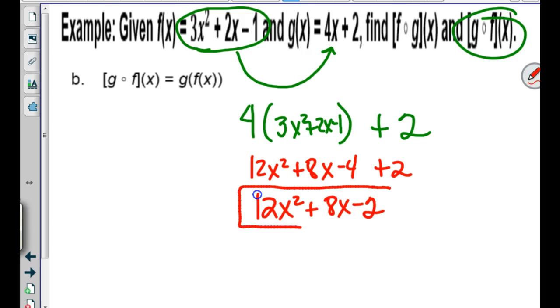Did anybody get that mess? Did I distribute something wrong? So I had 4 times (3x squared plus 2x minus 1), which became 12x squared plus 8x minus 4, and then there was a plus 2 back here. Okay, any domain restrictions on there at all? Any denominators or radicals? Nope. So it's all real numbers.